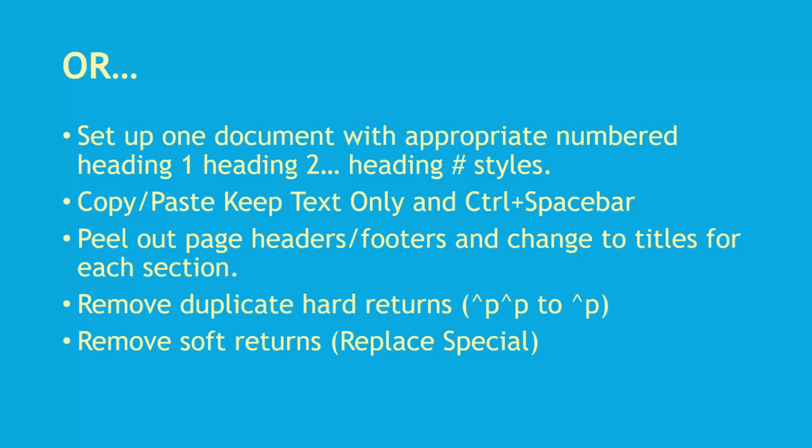Then once we have our structure set up, we're going to copy and paste using Keep Text Only. And then in addition to that, Ctrl+Spacebar. Keep Text Only attempts to bring things in only as text. That occasionally works. I still do Ctrl+Spacebar because that returns everything to whatever style it thinks it's using, and that gives you a good starting place. You've peeled out all of the manual formatting at that point. Now we need to peel out page headers and footers, save the data where we might need the data, and maybe make those titles for each section.